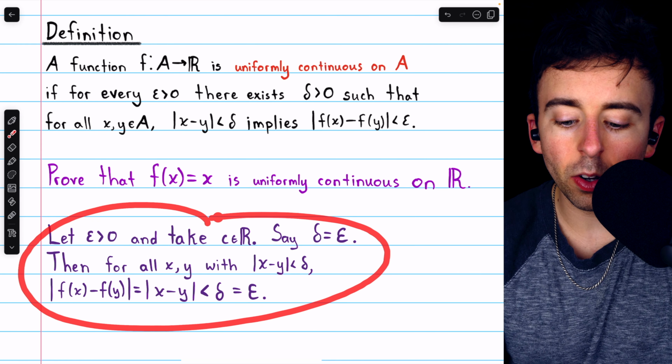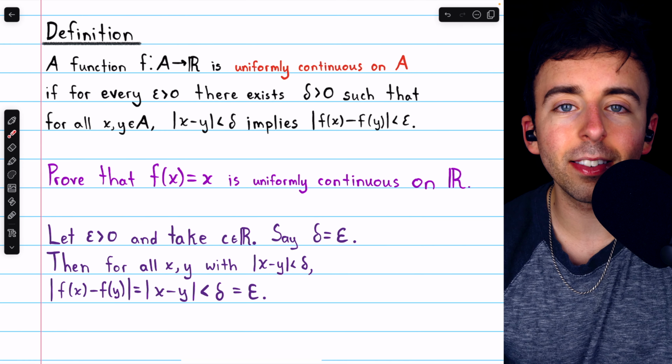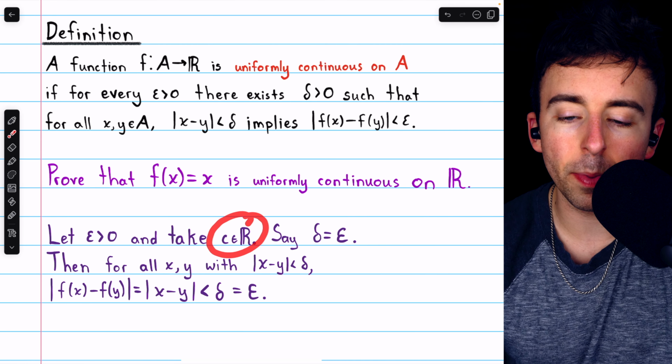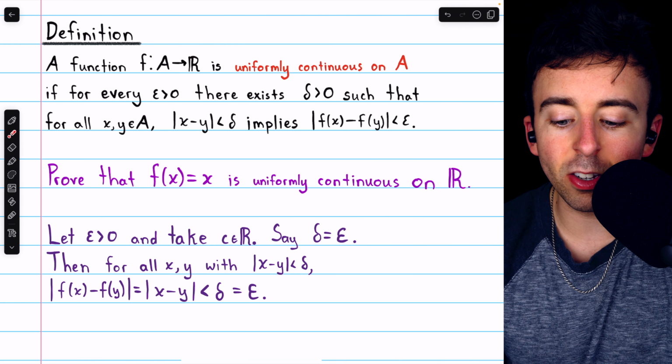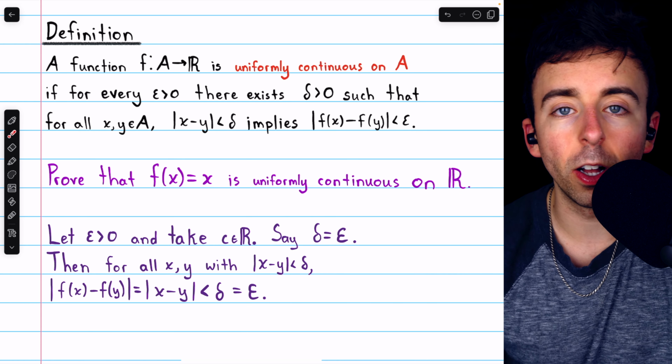So by definition, we've just shown that f of x equals x is uniformly continuous at an arbitrary real number. Hence, it is uniformly continuous on all real numbers.